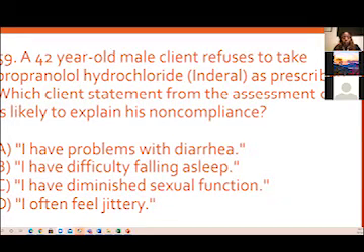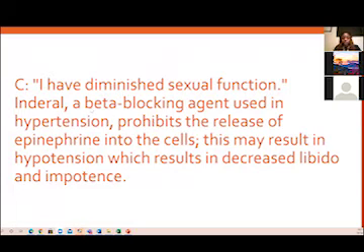You're completely right. Okay, so I'm going to go to the rationale. I have diminished sexual function. Inderal, a beta blocking agent used to treat hypertension, prohibits the release of epinephrine in the cell, and this may result in hypotension, which will result in decreased libido and impotence.